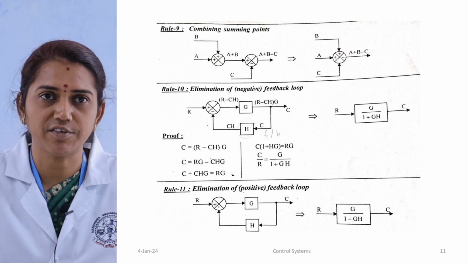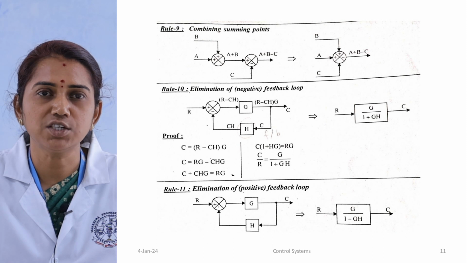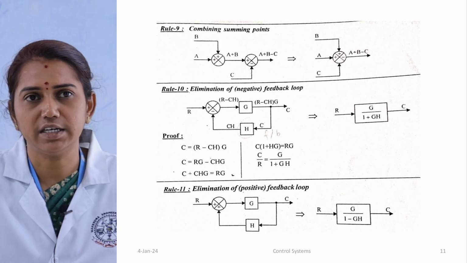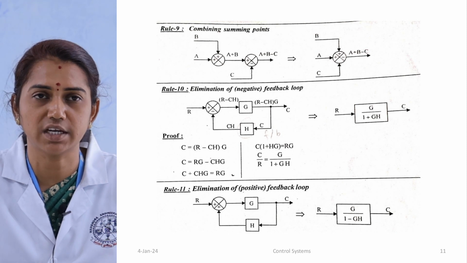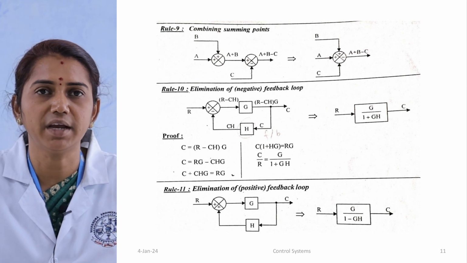Similarly, rule number 11 is elimination of positive feedback loop. Elimination of positive feedback loop means the summing point has a signal with a positive sign. Then the reduced value will be C by R is equal to G divided by 1 minus GH.